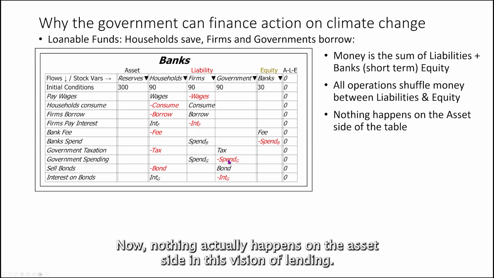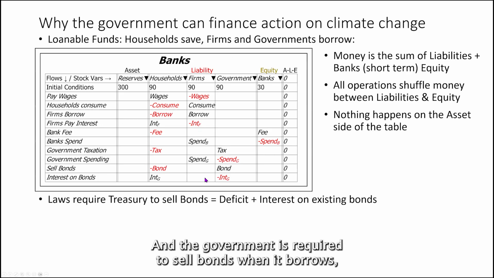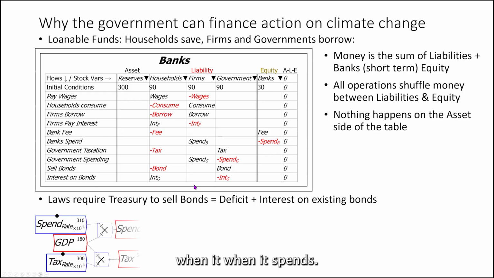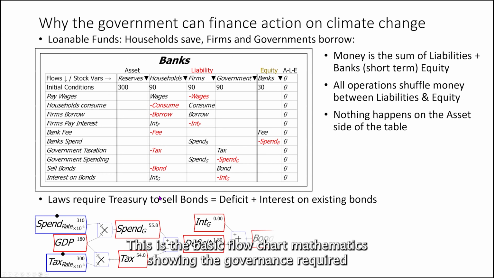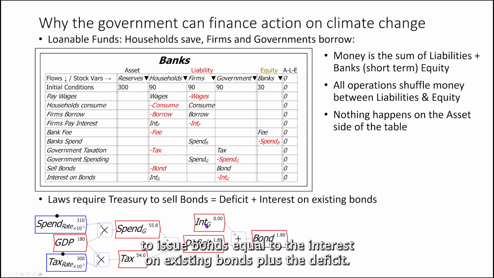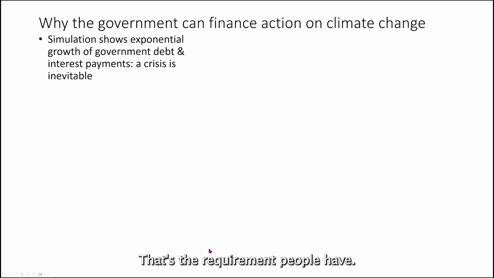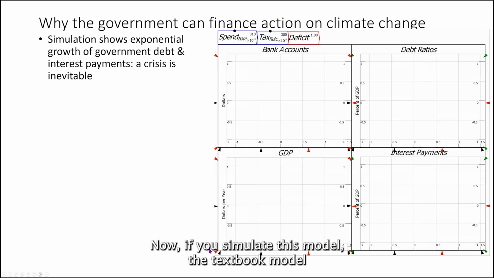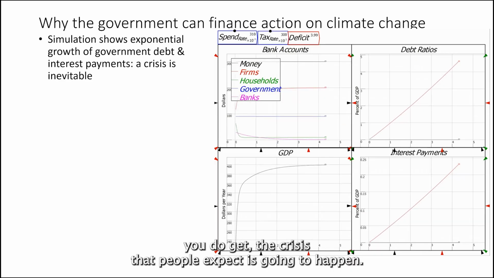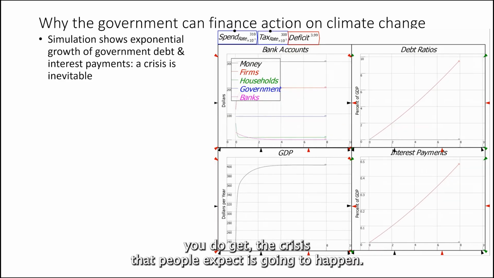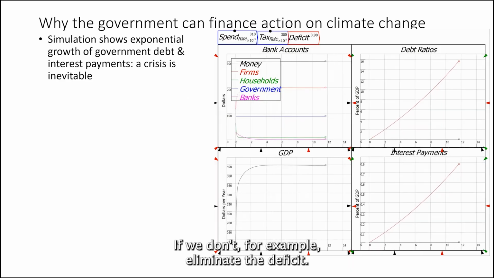Now, nothing actually happens on the asset side in this vision of lending. And the government is then required to sell bonds when it borrows, when it spends. This is a basic flowchart mathematics showing that government's required to issue bonds equal to the interest on existing bonds plus the deficit. That's the requirement people have. Now, if you simulate this model, the textbook model, you do get the crisis that people expect is going to happen if we don't eliminate the deficit.